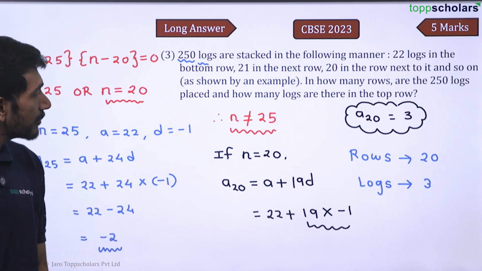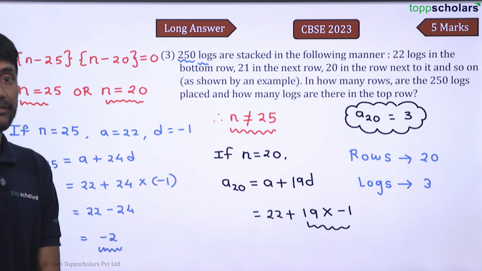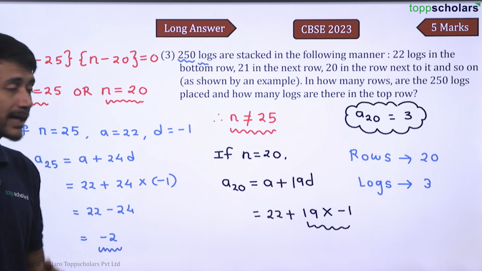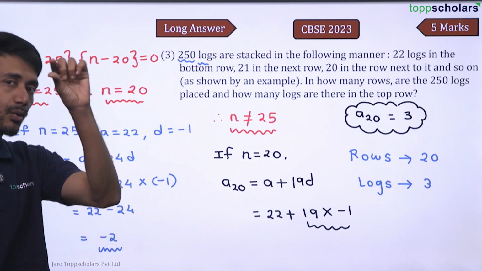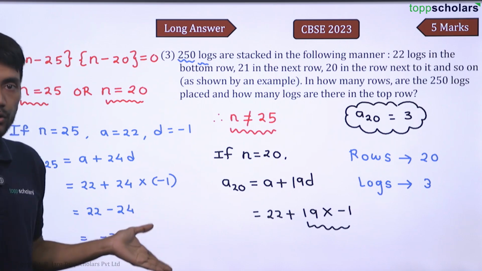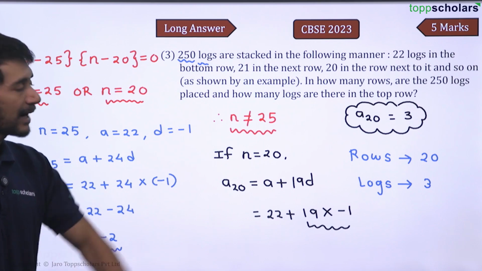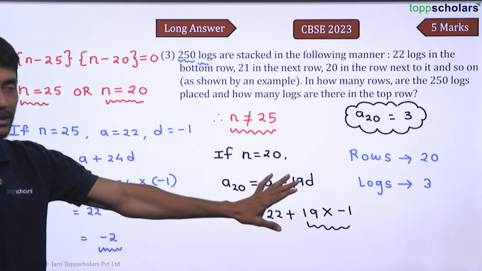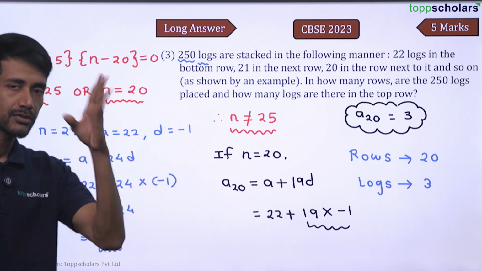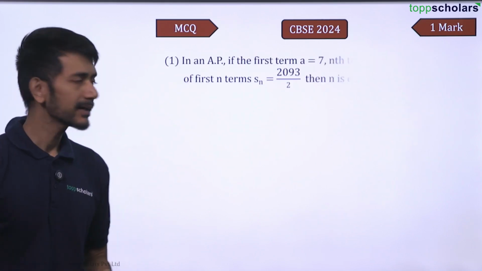So this was a 5 marker. I hope you have understood this question. I hope you have understood why we did not consider 25. Although 25 was a positive number, we saw that at the 25th row we were getting negative logs, which is not possible. So that is why we had to consider 20, and once we got 20 as the number of rows, we also got the number of logs, which is 3. Clear? Perfect. So let's have a look at an easy question now.